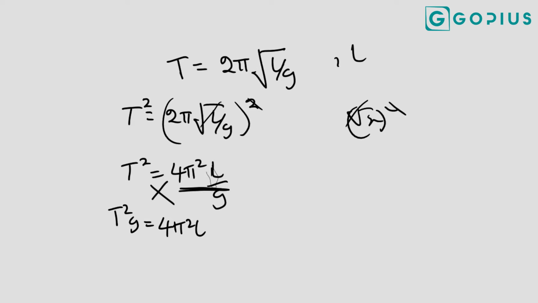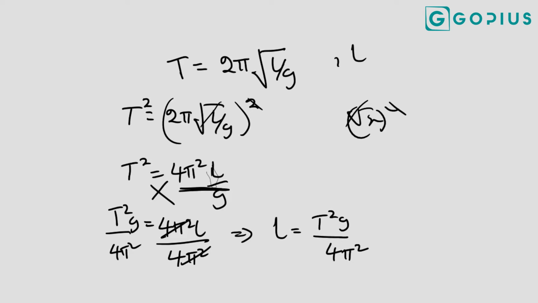And to make L the subject, of course L has 4 pi square as a coefficient, so we divide both sides by 4 pi square. So this divided by 4 pi square, so this and this will go. So this implies that L is equal to t square G divided by 4 pi square. That is our new subject of formula.